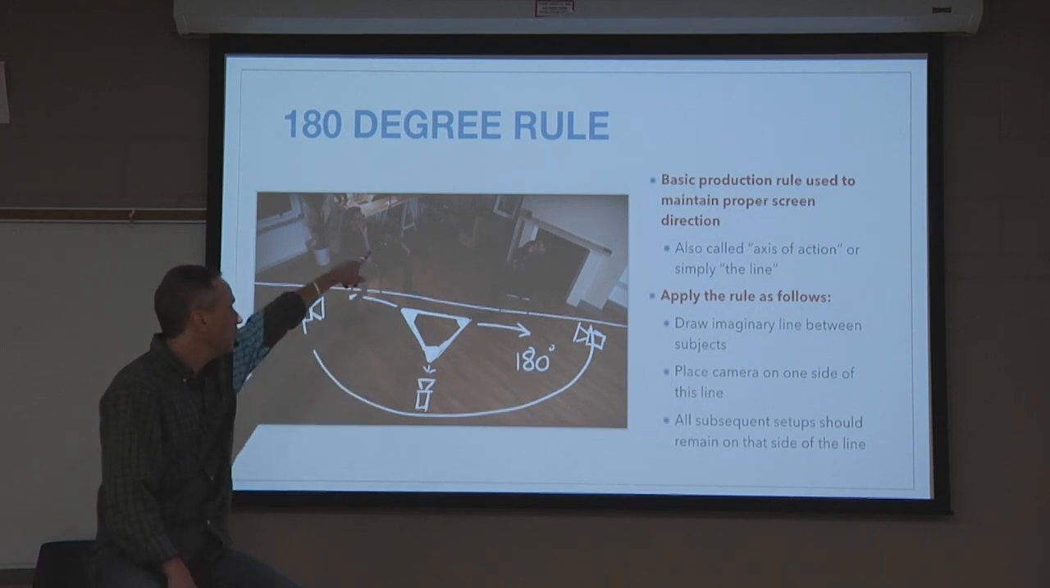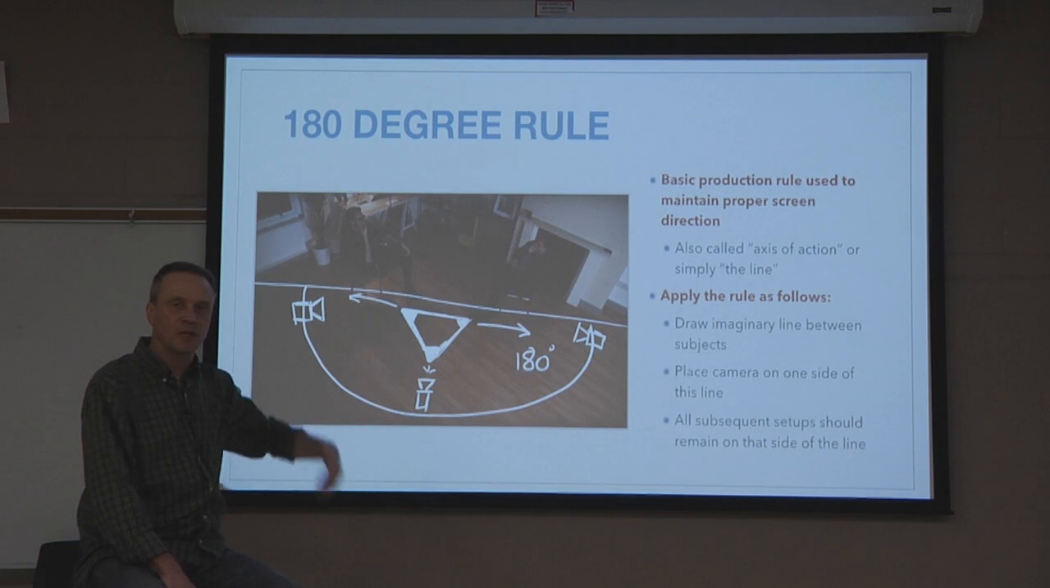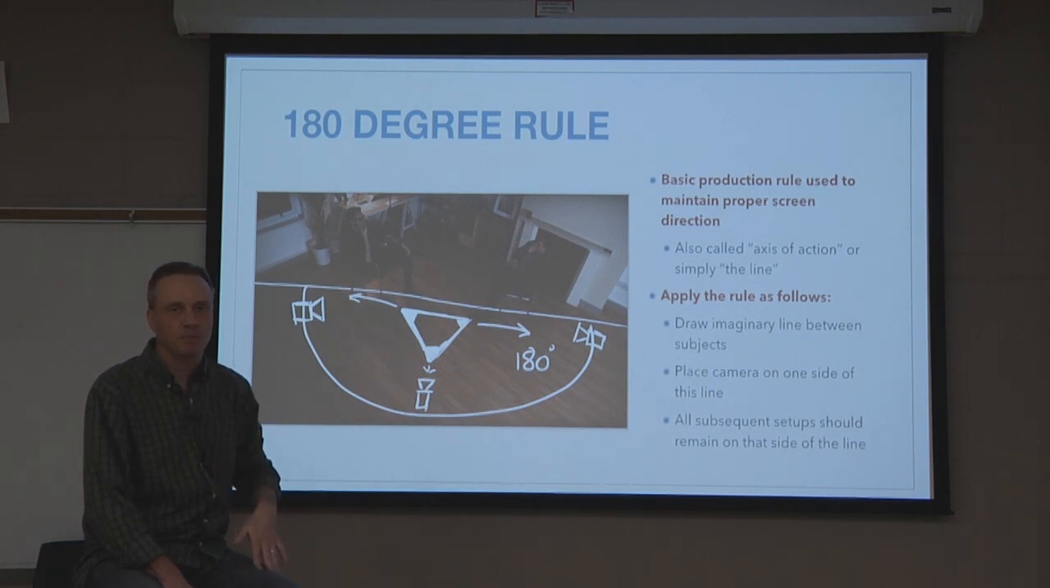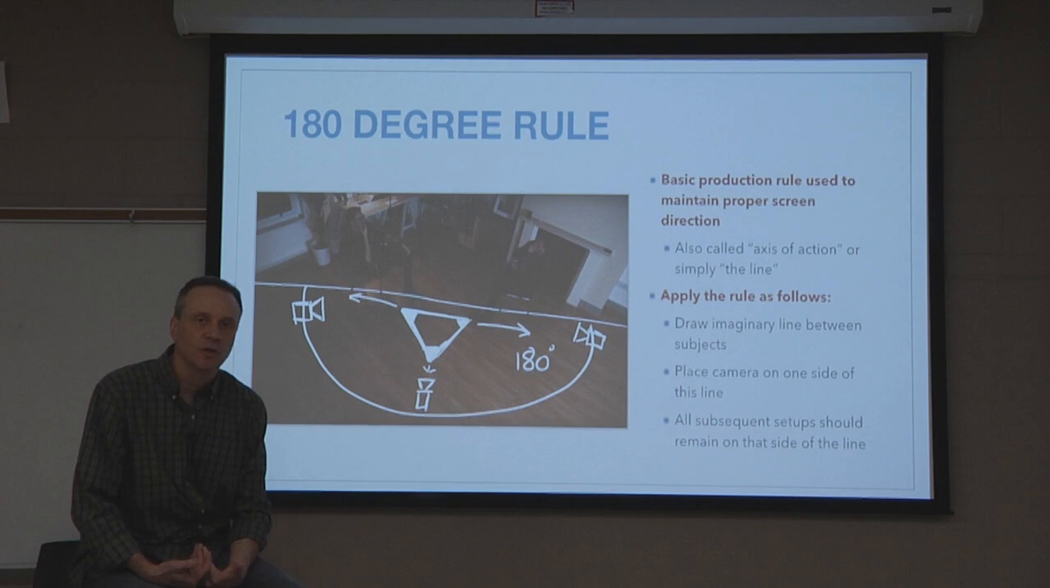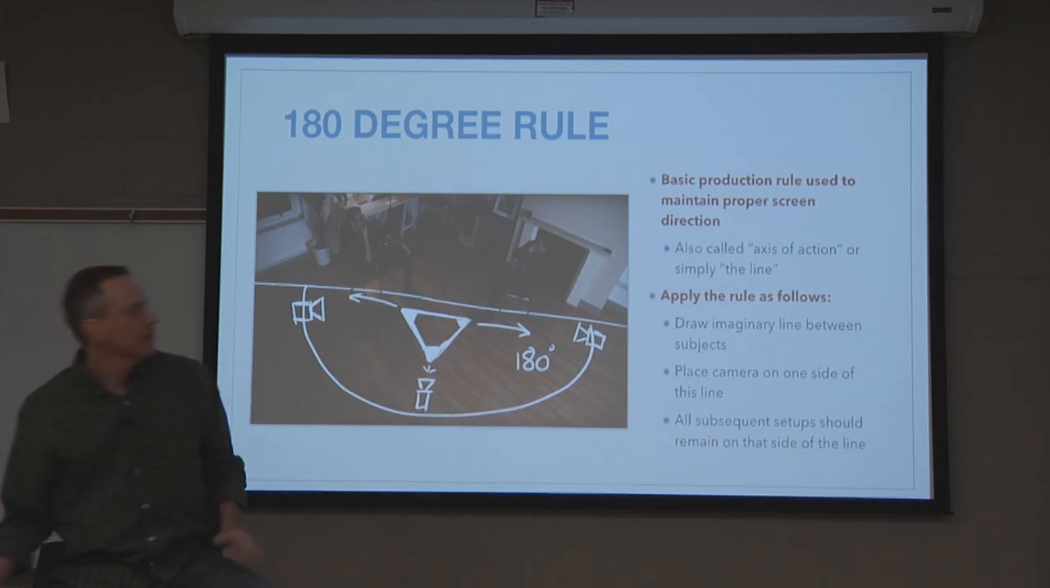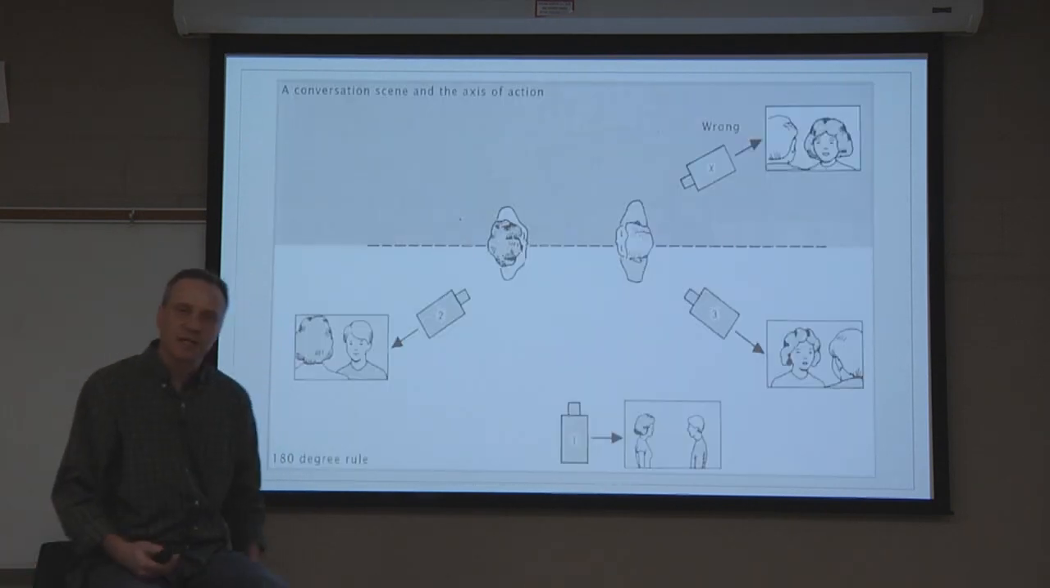If my first shot had been over there on that side of the room, everything would be reversed. Okay, now that's pretty simple. All we have to do is draw the line between our subjects, keep all the camera placements on one side of the line, and we're good. The problem is things aren't always so simple.